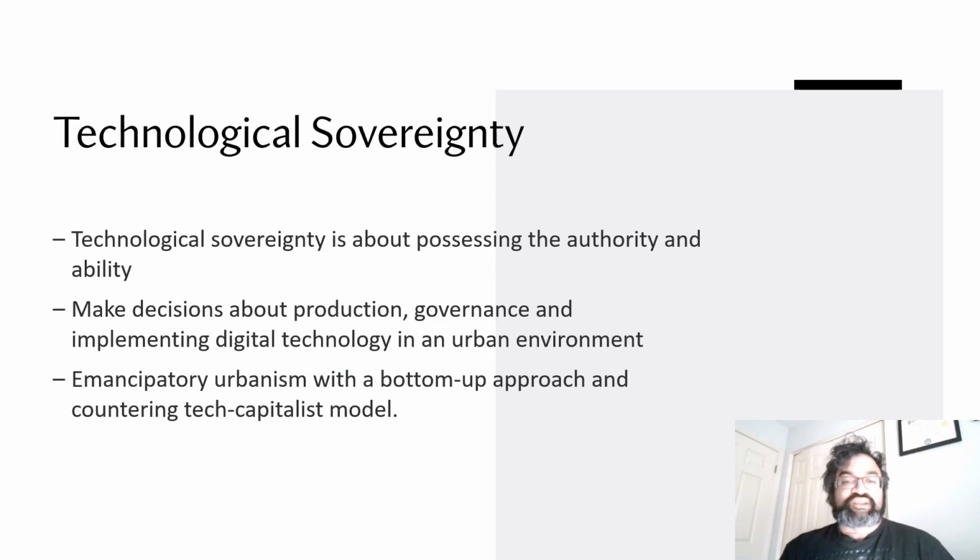How do we achieve technological sovereignty? Technological sovereignty is about possessing the authority and ability to make decisions about production, governance, and implementing digital technology in an urban environment. And then emancipatory urbanism with a bottom-up approach. This has to be a grassroots approach, countering the tech-capitalist model. By understanding some of the geospatial context at the local level, we can then create an emancipatory urbanism around it.